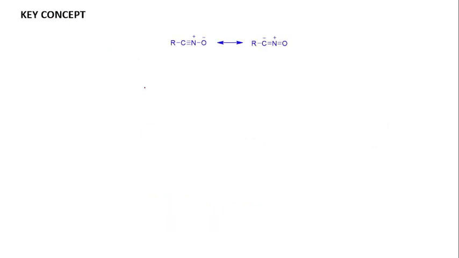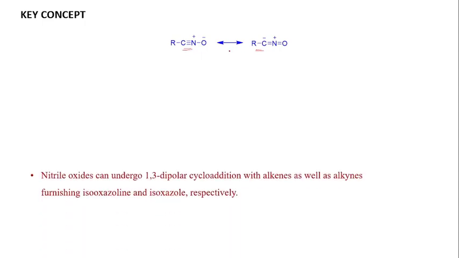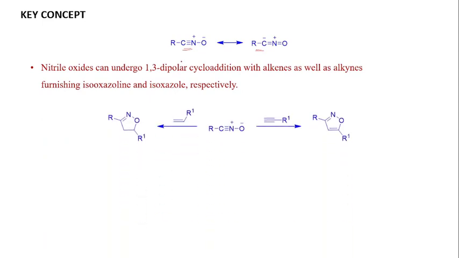Before moving to the solution part, let's have a look at the basic concept behind this question. This is the structure of nitrile oxide, which can also exist as its resonance structure, this one. Now this nitrile oxide can undergo 1,3-dipolar cycloaddition. If you see, this is like a dipole. This is a negative part, and if you push this pi bond on this carbon, you can see a positive center could be generated. So you can say this is a 1,3-dipole.